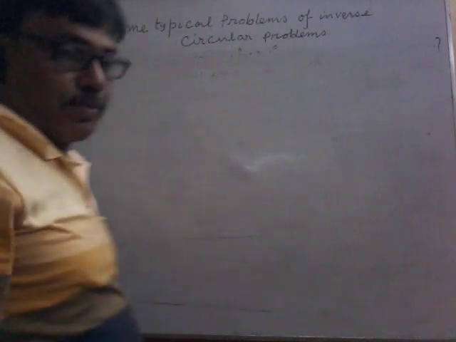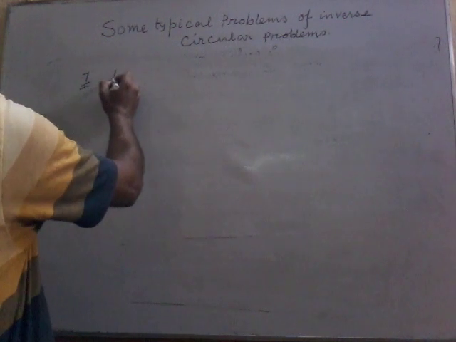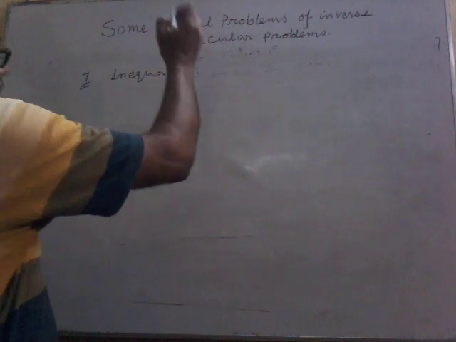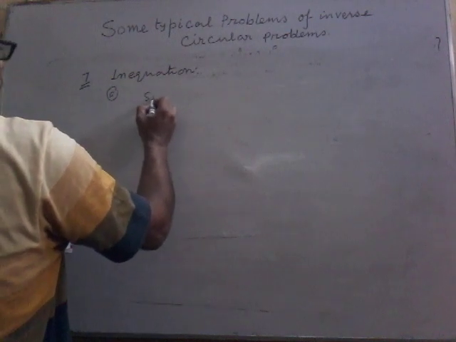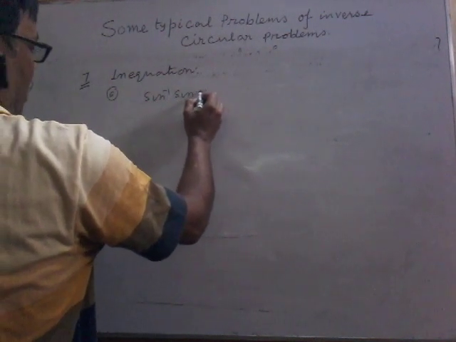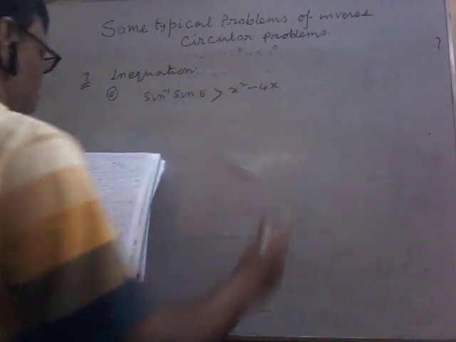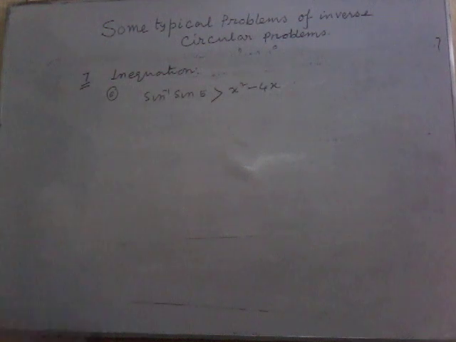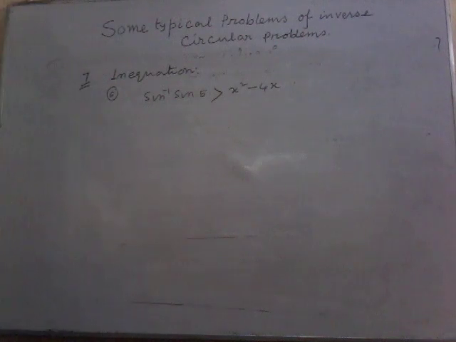So, inequations of inverse circular functions. Problem number 7. Inequation: sine inverse sine 5 is greater than x square minus 4x. Again, the same type of problem. So same, sine inverse sine 5. So 5 radian.